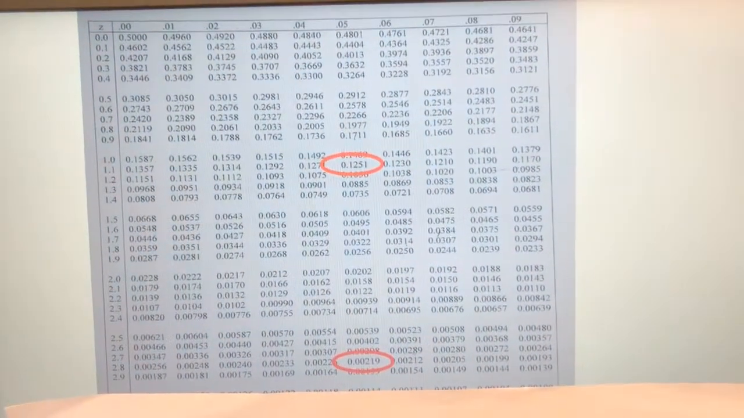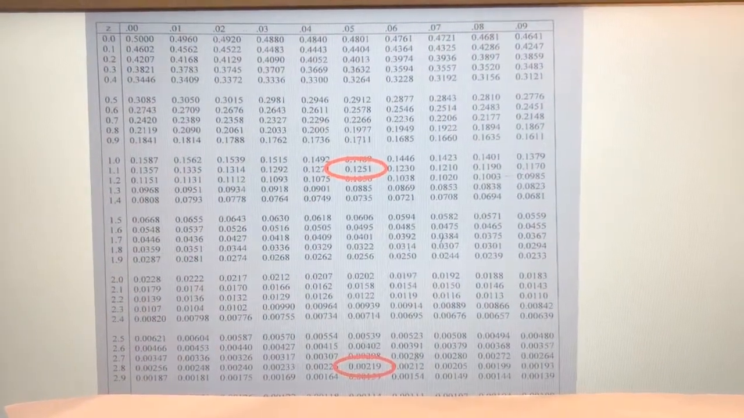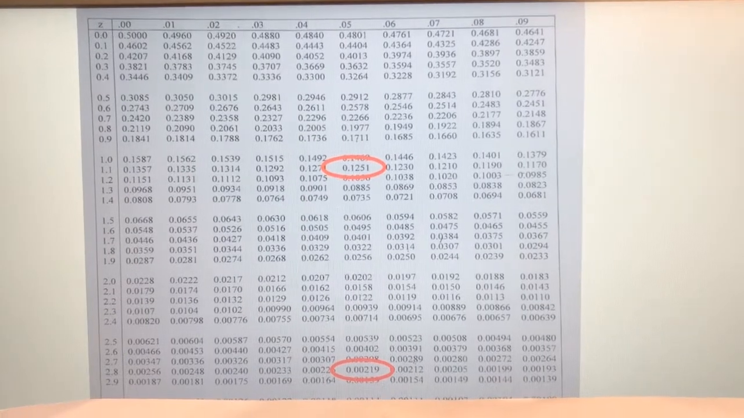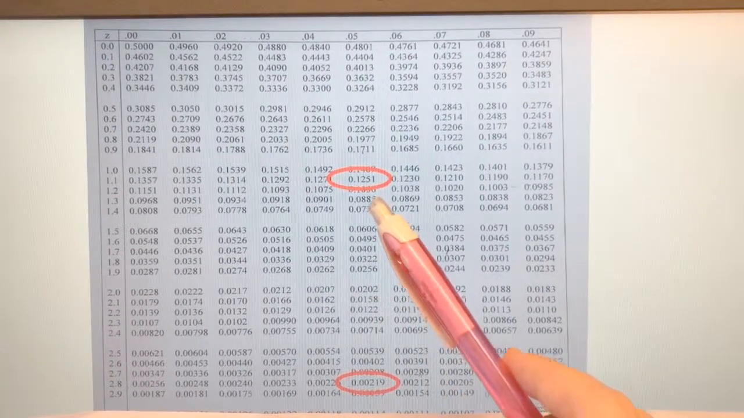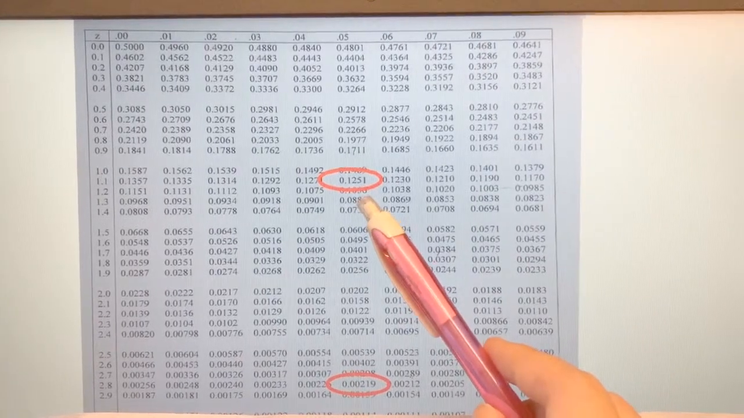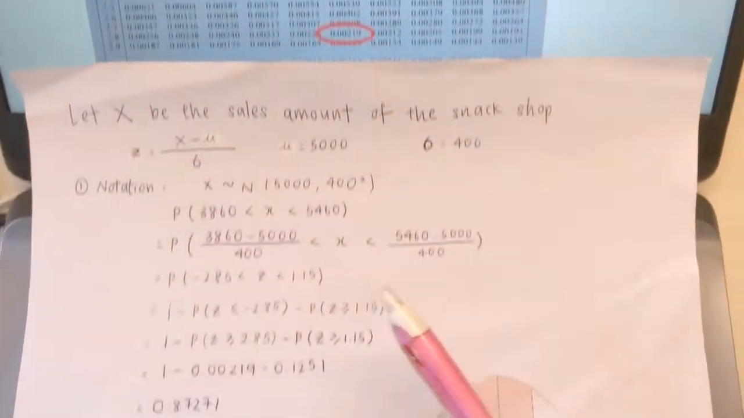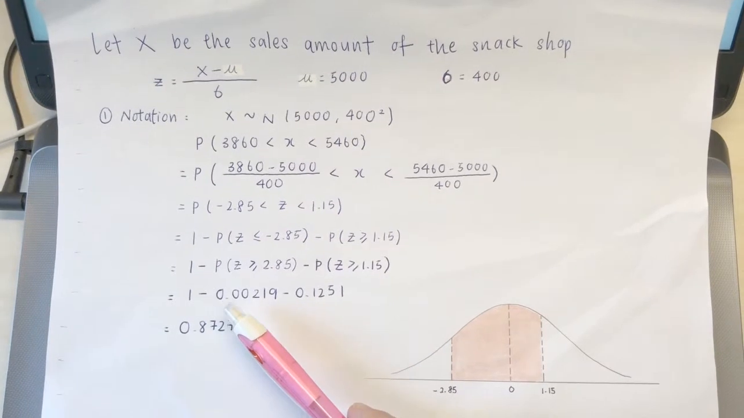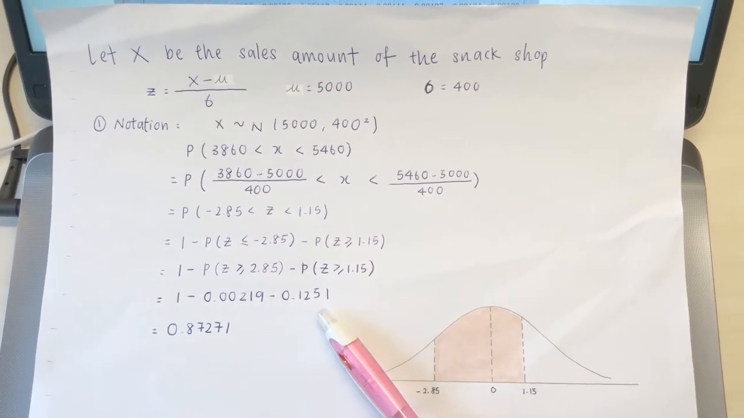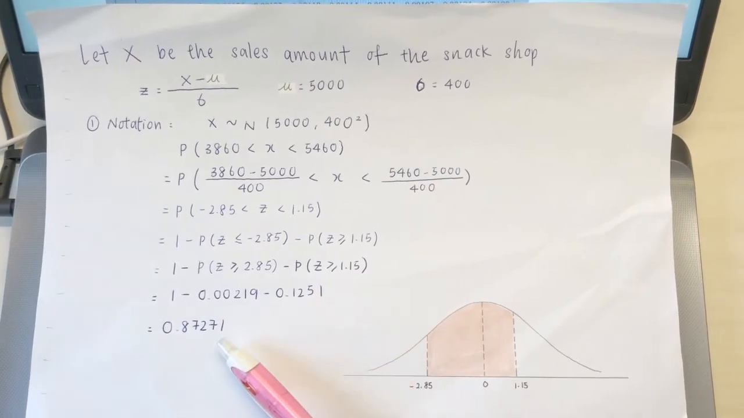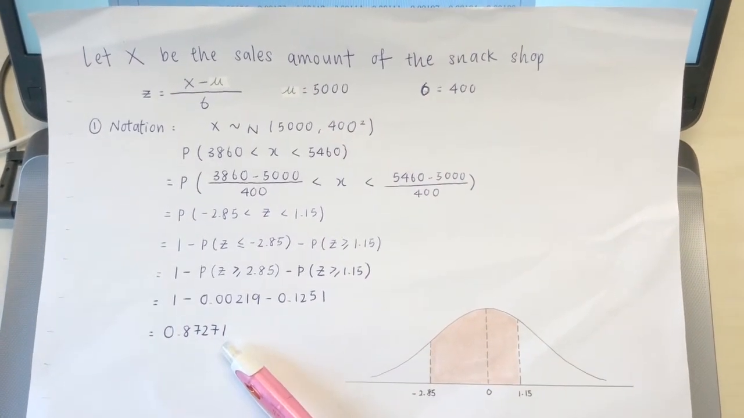Through the standardized normal distribution table, we find that the probability for 2.85 is 0.00219, and the probability for 1.15 is 0.1251. So we take 1 minus 0.00219 minus 0.1251, which gives the answer, a probability of 0.87271.